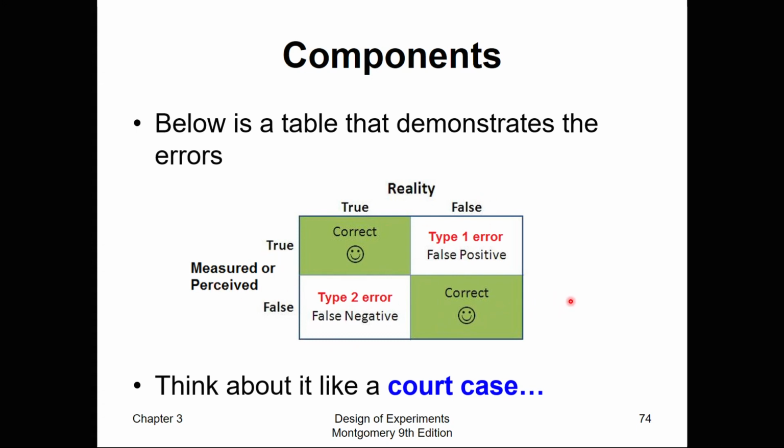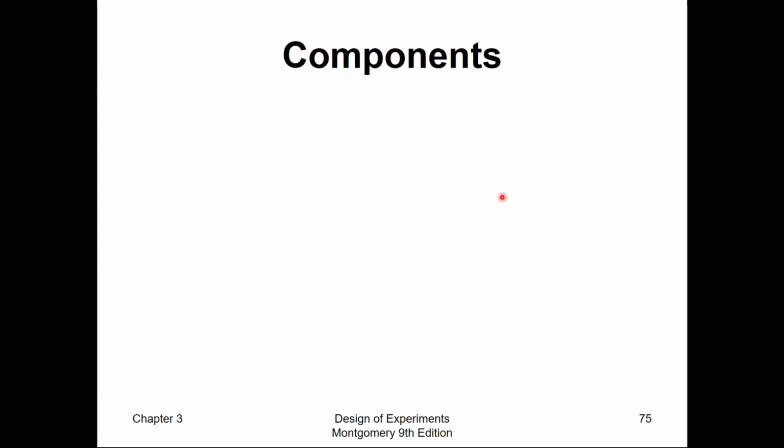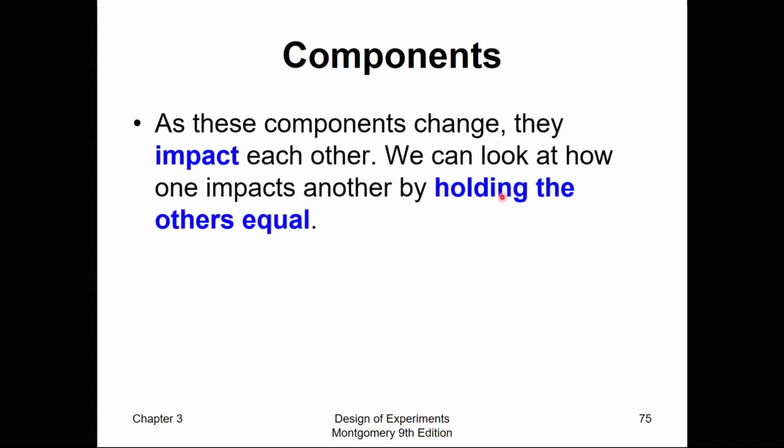And so with statistical power, the idea is that we want to correctly convict the guilty people. Or again, in a research setting, we're trying to find treatments when they're actually effective. Now, as the components change, like the type 1 error rate, the type 2 error rate, the sample size, the size of the effect, they impact each other. And we can look at how one impacts the other by holding all the others equal.